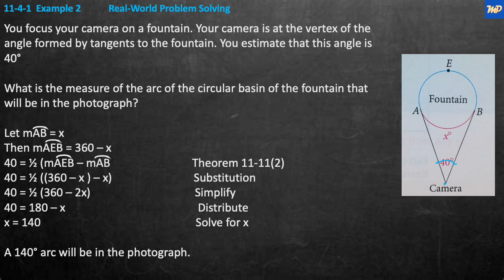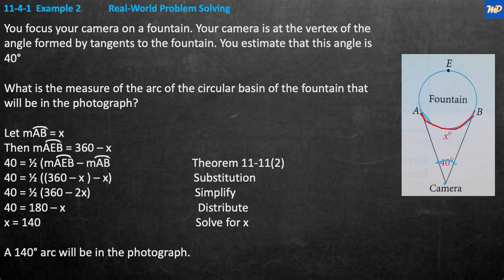So what is the measure of the arc of the circular basin of the fountain that will be in the photograph? So if you're standing in the front, we're going to assume that you're going to be seeing this part down here. And maybe I should draw it in red, a different color. It's going to be this front part here, because the back part, you're not going to be able to see it. That's assuming the fountain has a high wall, right? You can't see the back half. So how are we going to determine the measure of the arc of the circular basin of the fountain that will be in the photograph? They want to know how big is this arc.